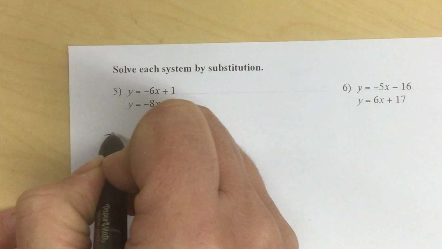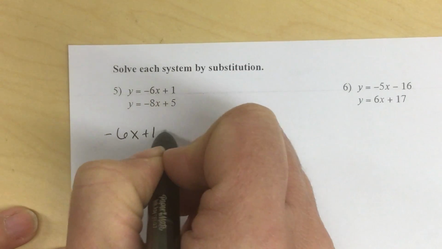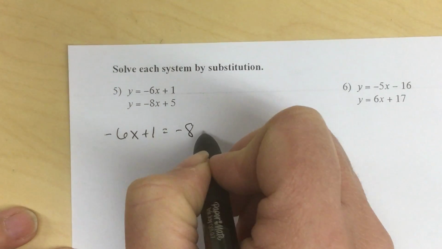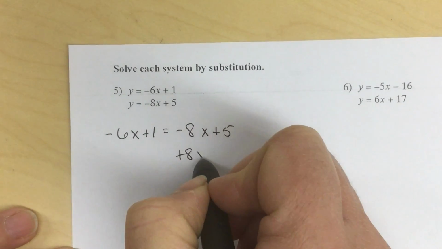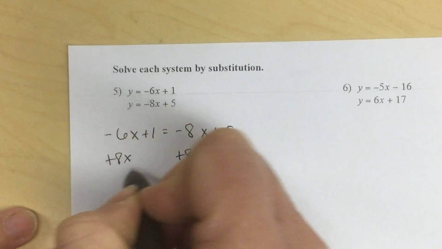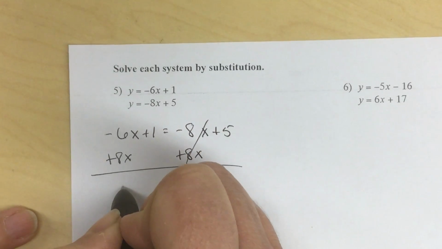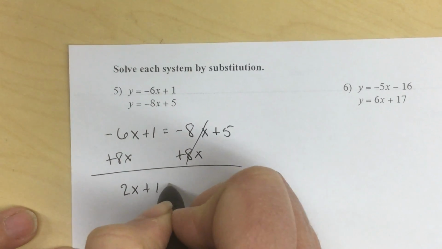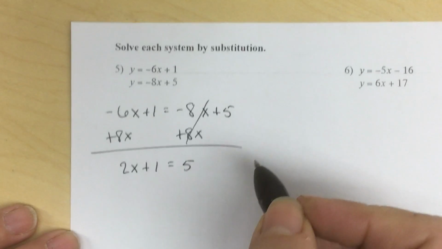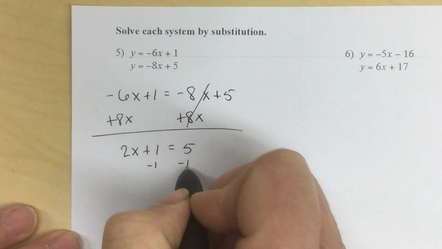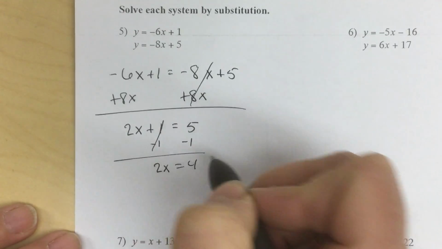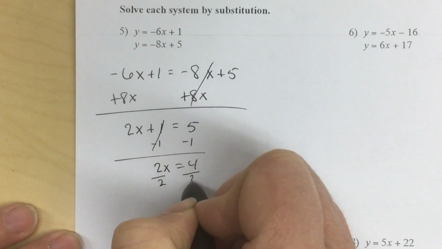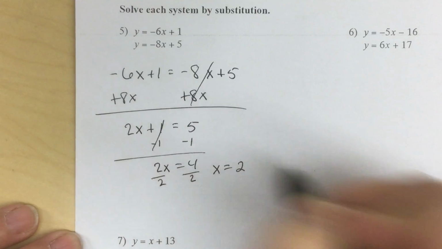So you can write negative 6x plus 1 equals negative 8x plus 5. Then you can add 8x to both sides, and you would have 2x plus 1 is equal to 5. Then subtract 1 from both sides, and you would have 2x equals 4. Divide by 2, and you get x equals 2.